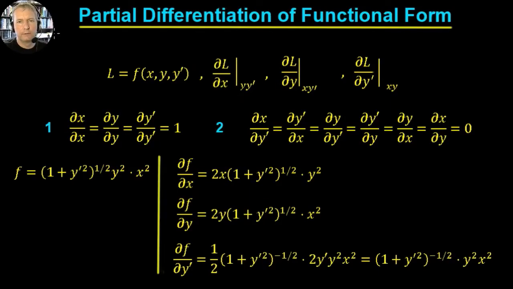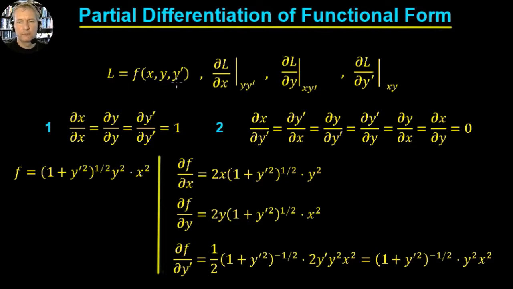In this video we're going to look at partial differentiation of the functional form. So if we had a function of this form here, x, y and y derivative, when we take the partial differentiation of this with respect to x, we keep y and y derivative constant. When we take the partial differentiation with respect to y, we keep x and y derivative constant. And when we take the partial differentiation with respect to y derivative, we keep x and y constant. So there's nothing new in that.